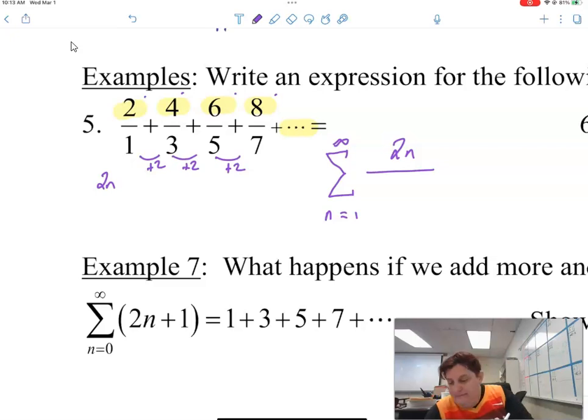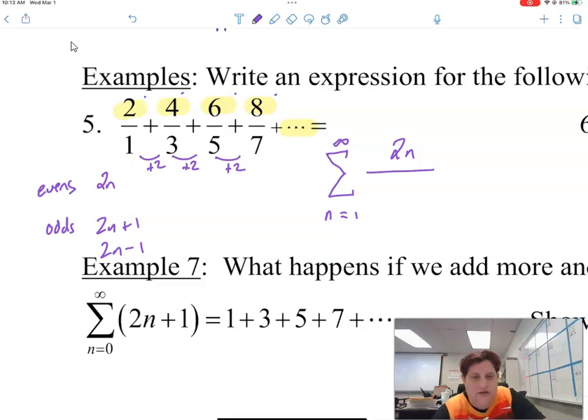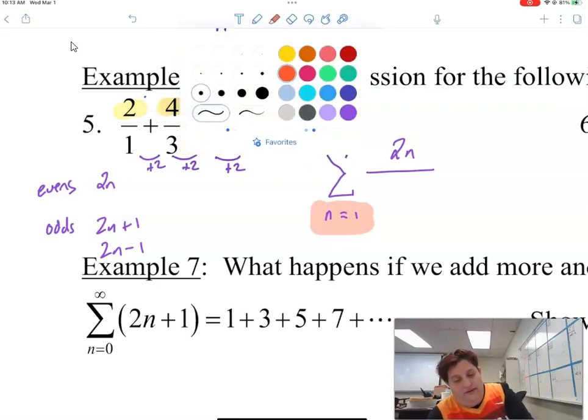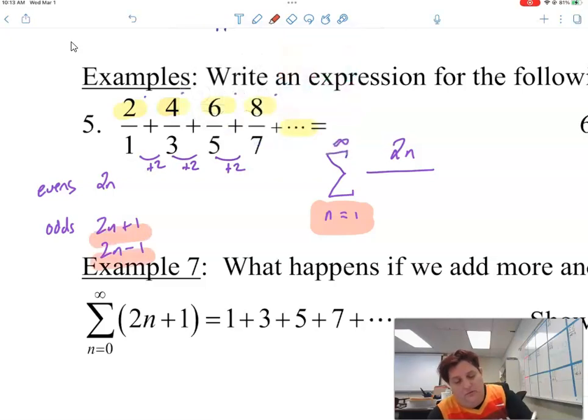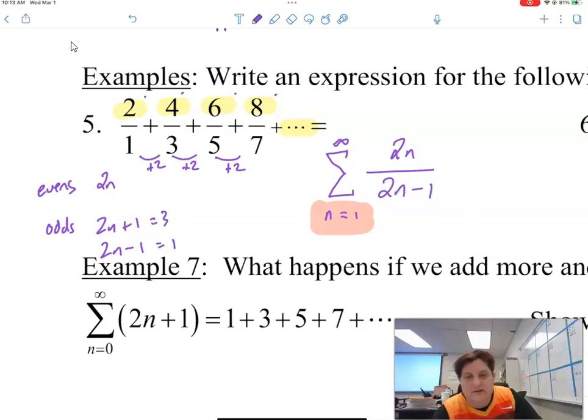The way you make it work is you go 2n. This is for evens. You could use 2n plus 1 or 2n minus 1 will generate the odds. How do I decide which one I want to do? Well, remember, down here, I'm starting at 1. And so at 1, I want to get 1 when I plug in 1. Which of these, when I plug in 1, will I get 1? This one, my first term would be 3. This one, my first term would be 1. So that would be over 2n minus 1. So I would generate the evens on the top. That would generate the odds on the bottom. Okay?